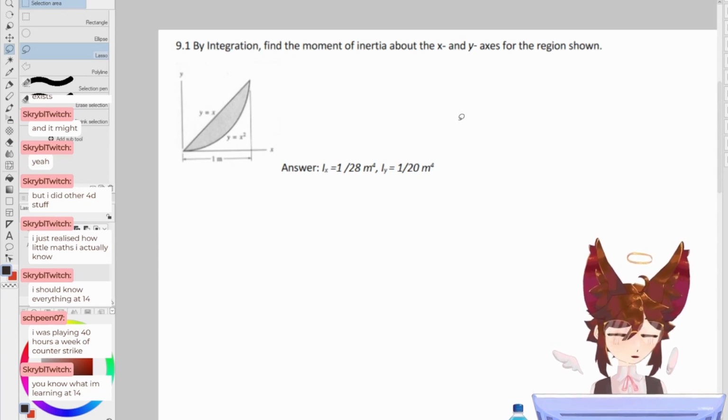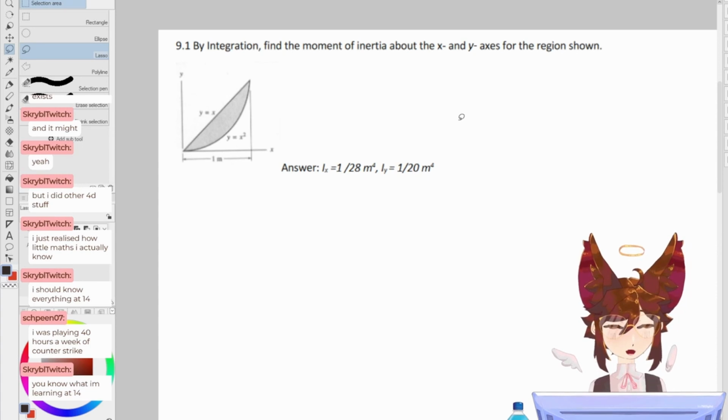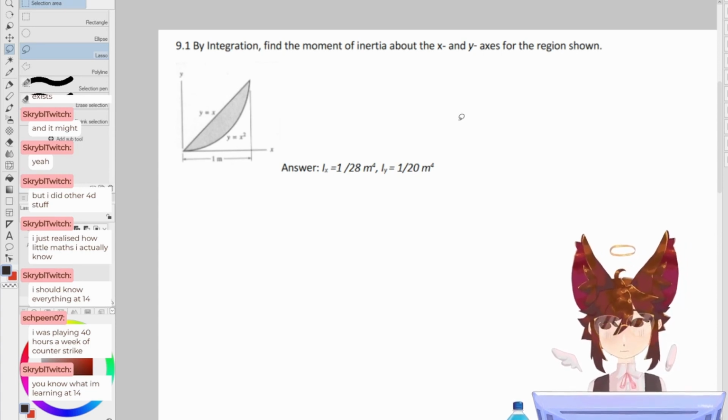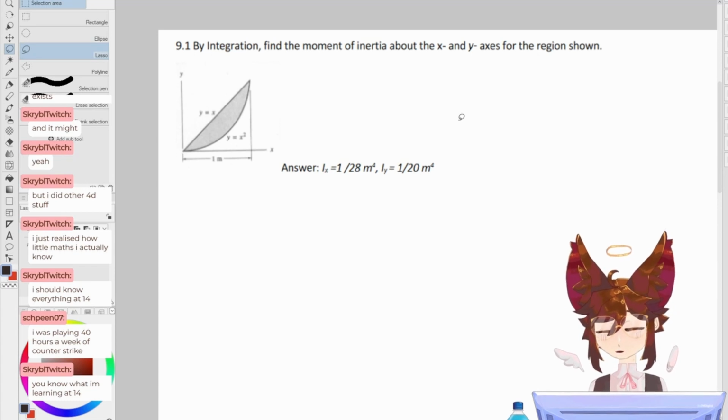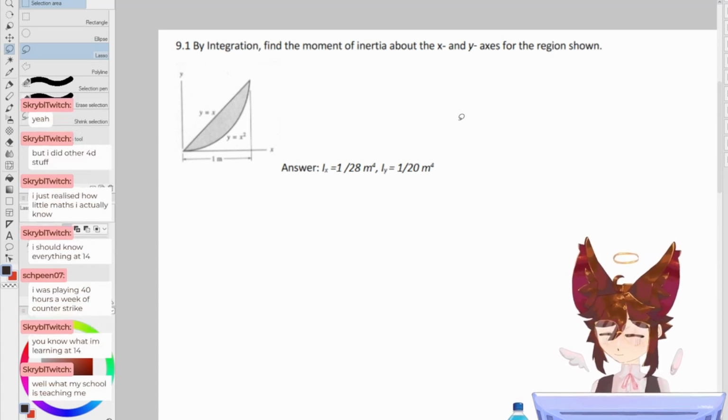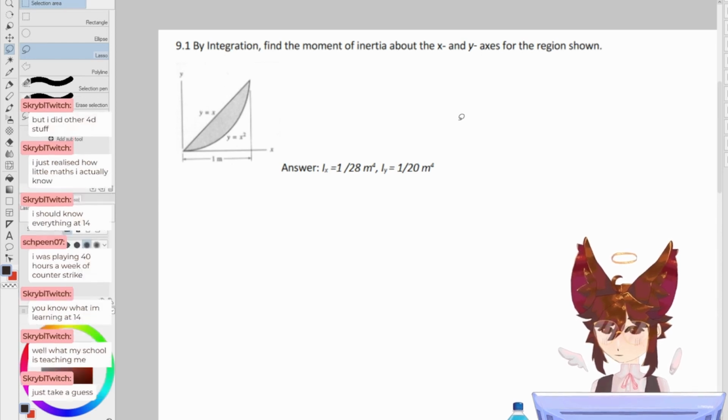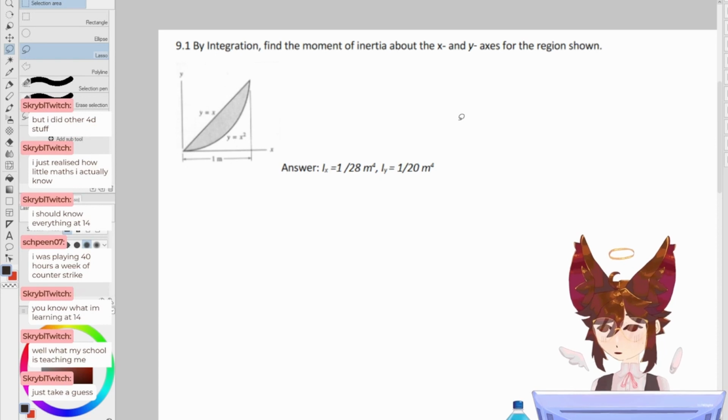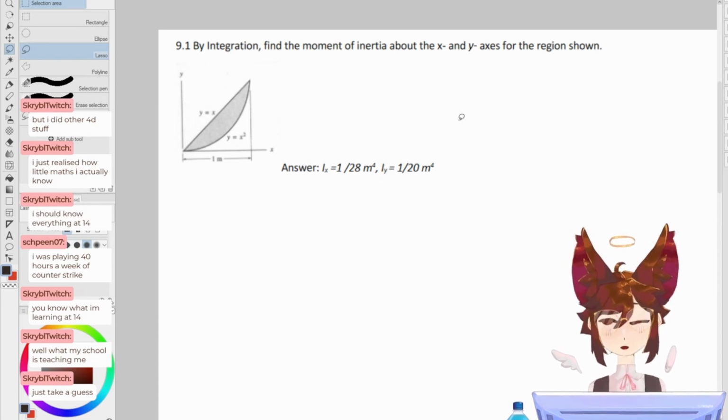Wait, okay. Y squared dA is our lever arm. I think it's about the x and y. Yeah, so I think it's normally about the x and y. And then we have to... Well, what my school is teaching me, and then we have to move it. Just take a guess. Let's see.